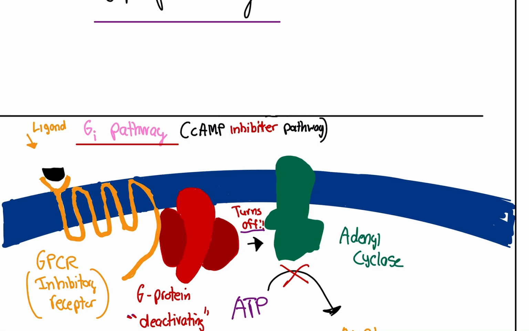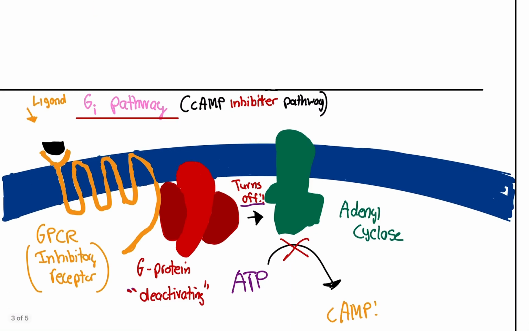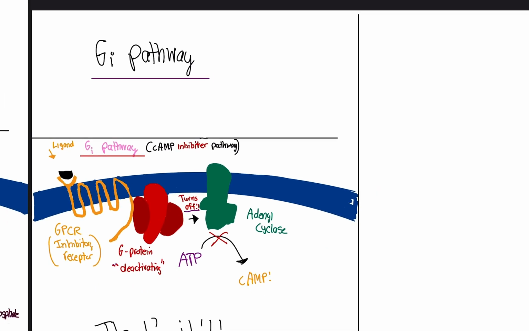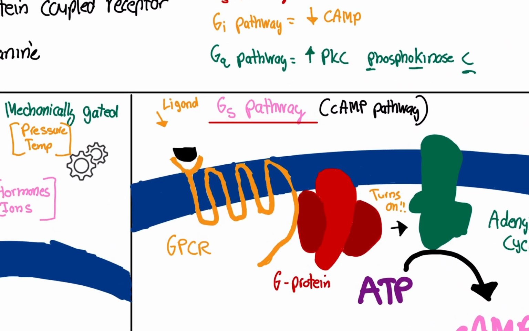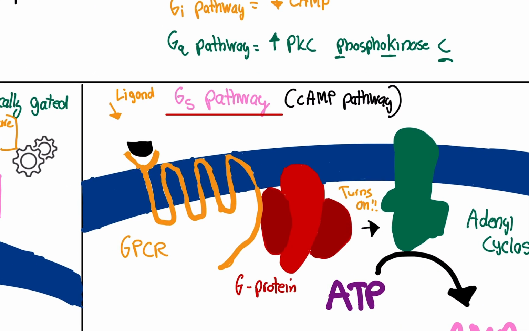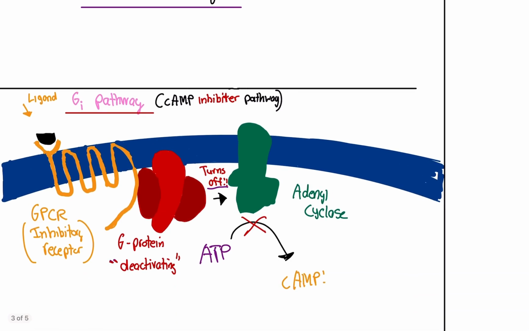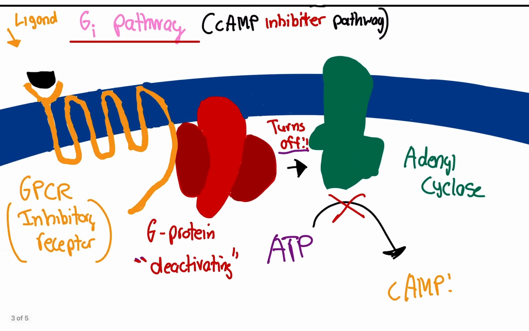So first step, we get a ligand that binds to the GPCR. This GPCR is special. It's an inhibitory receptor. So unlike the GS pathway here, where this GPCR, when activated, activates the G protein, which is the red thing, here the G protein is deactivated when this ligand binds. So it's a special type of receptor, and it deactivates the G protein.